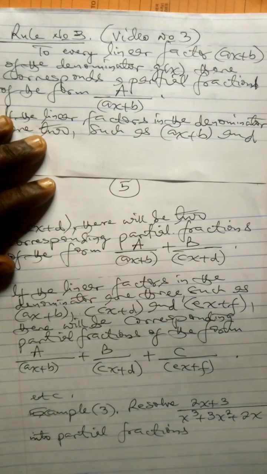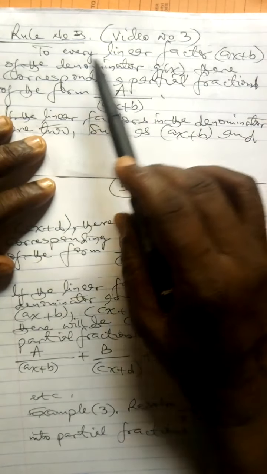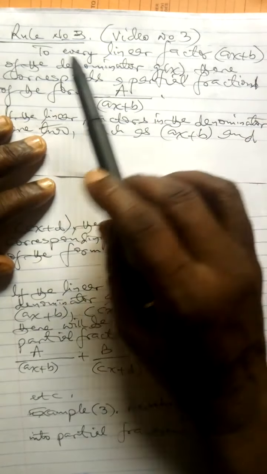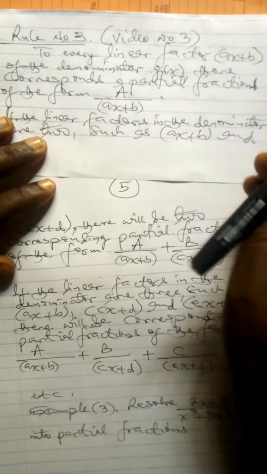Yes. We now go to rule number 3. This is video number 3. So we'll go to video number 3. And in this video number 3, we are going to start with rule number 3 of the partial fractions. That is the rule for solving problems related with partial fractions.